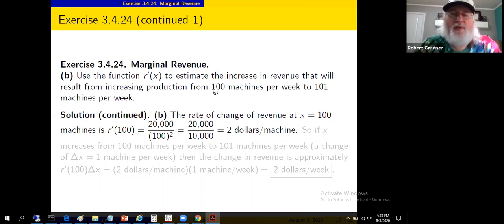So what's up with this about going from 100 machines to 101 machines? Well, the slope of the tangent line, because this is a derivative, to the revenue function at X equals 100 is 2.